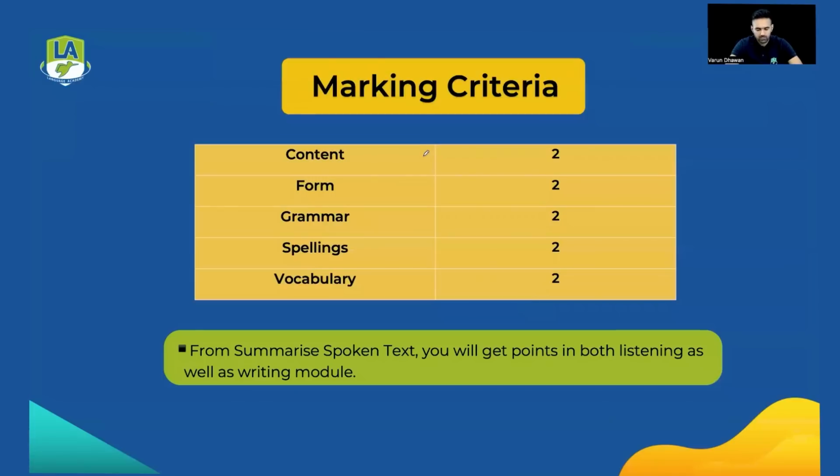How this is marked: one Summarize Spoken Text is 10 points. You get 2 points for your content, 2 points for your form, 2 points for grammar, 2 for spelling, and 2 for vocabulary. Summarize Spoken Text will give you points in listening and in your writing as well.